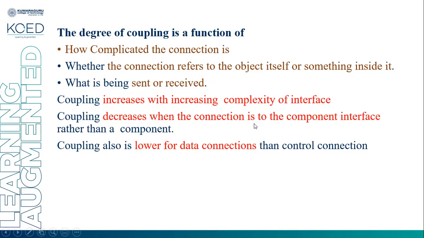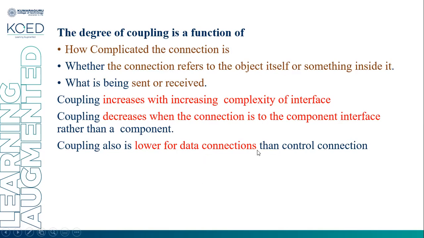Coupling decreases when the connection is to the component interface rather than the component. If you are not contacting a component directly, but only the component interface, meaning you are requesting the service through the interface, the coupling will decrease. Coupling is also lower for data connections than control connections. Data connection means when one object accesses the data of another object. When one object directly controls another object, it is known as a control connection.